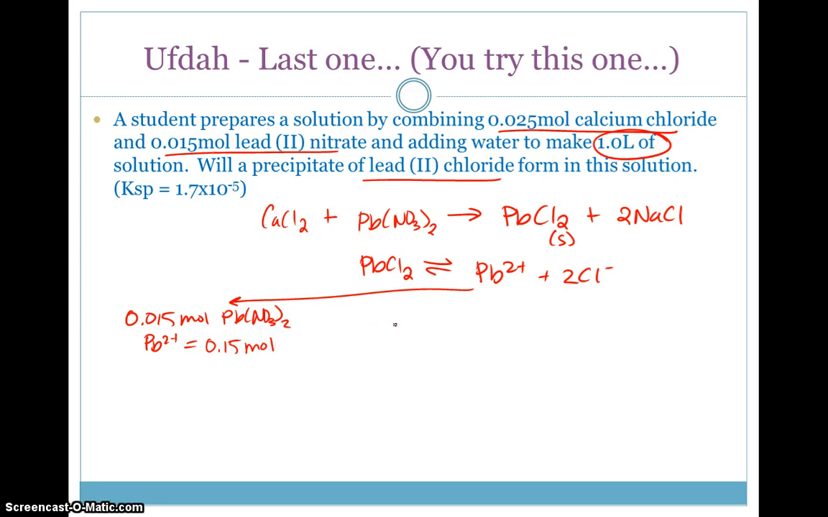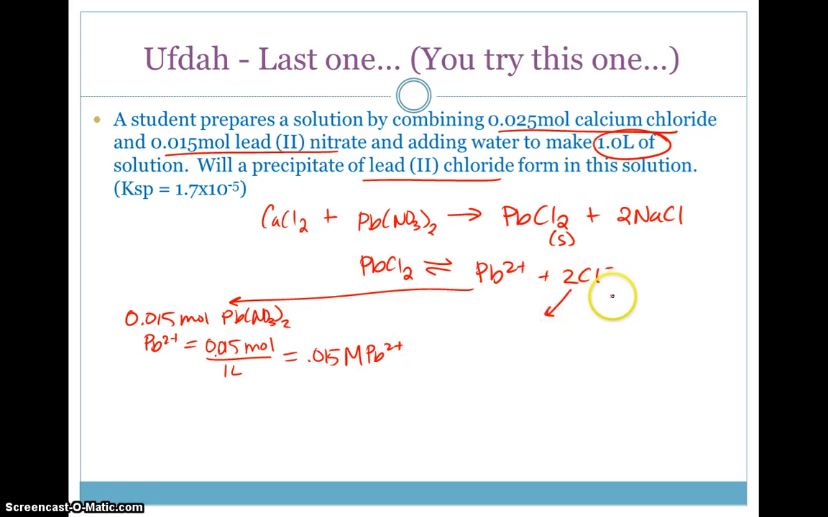Now I want to get it to molarity, and this time I've got a liter of solution, so I'm just going to do 0.015 divided by 1 to get 0.015 molar Pb2+ that I'm adding into my reaction.